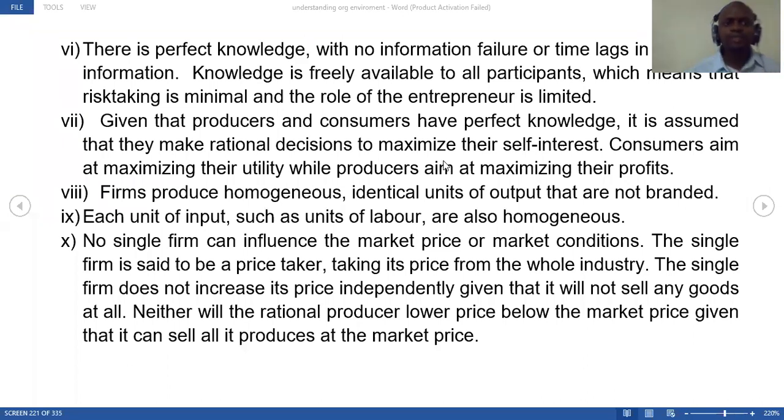So we are also saying in this market, we have homogeneous products. And homogeneous here, we are saying the products are identical in a way, they are similar in a way. Each unit of input, such as a unit of labor, is also homogeneous. They are also identical. Then no single firm can influence the market price or the market condition. Remember, we have said everything is controlled by the forces of demand and supply in the market.